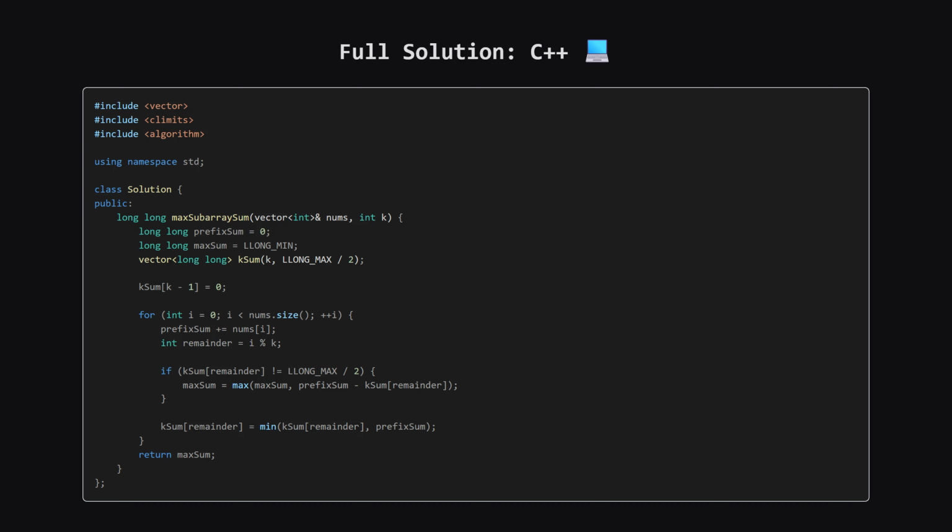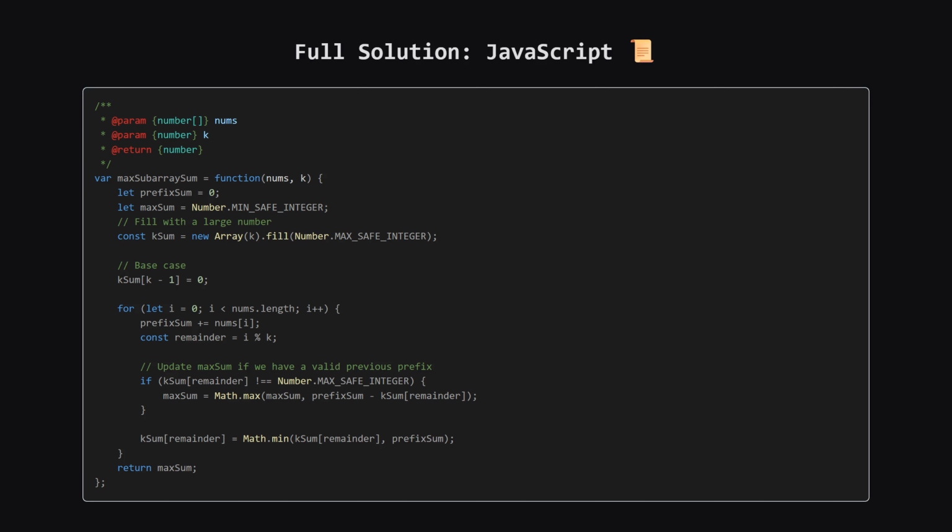And here is the C++ version. Very similar logic, using vectors and long types to ensure we have enough capacity for the sums. Finally, here is the JavaScript implementation. We use number.maxSafeInteger for our initialization values.